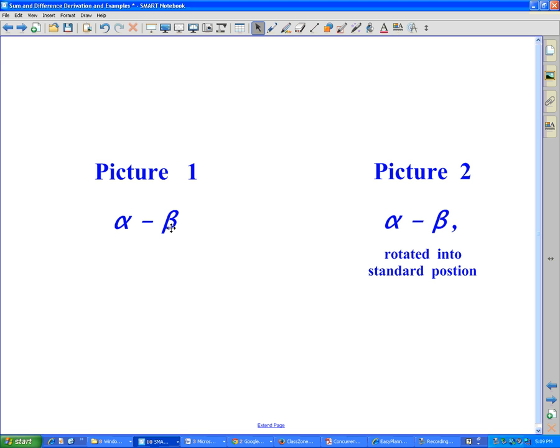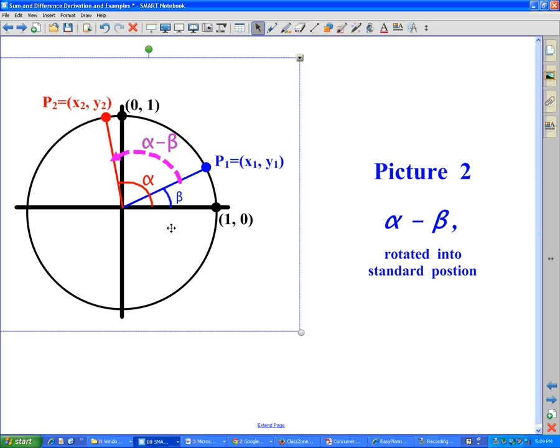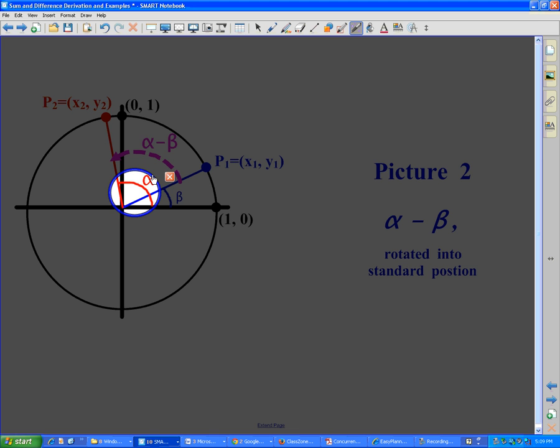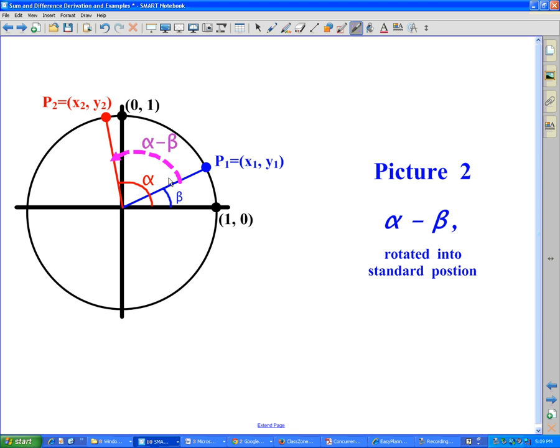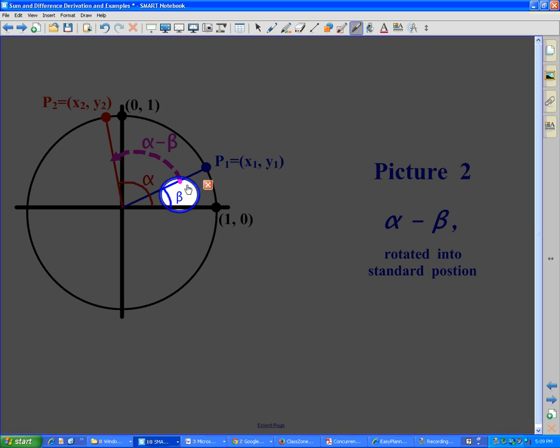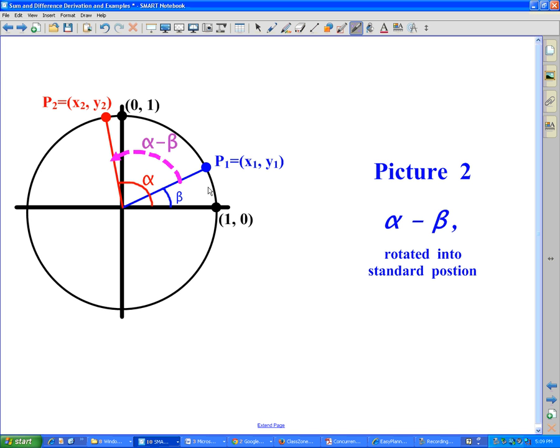So here we go. The red ray, the red radius, that we're calling point 2, is our alpha rotation. And as you can see right here, it's labeled alpha, getting us to that point. We're just going to call it x2, y2. Now, a smaller rotation right here, this blue radius is beta, and that's getting us over to point 1, which we're calling x1, y1.